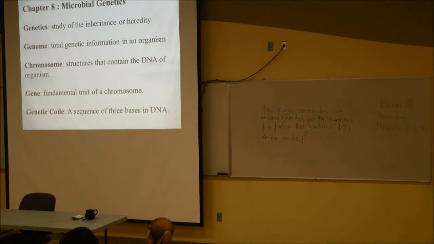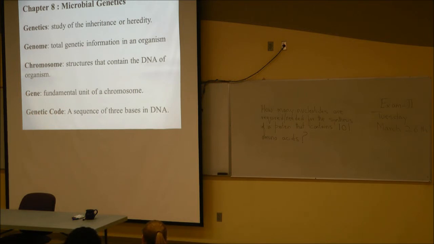A sequence of three bases. What bases? Nitrogen bases. There are four bases: adenine, guanine, cytosine, thymine. Four bases, and three of them always make up a genetic code. A genetic code always has three letters in it. Why? Why not two letters? A genetic code is made up of three letters. Why not? That's the code for the amino acid.